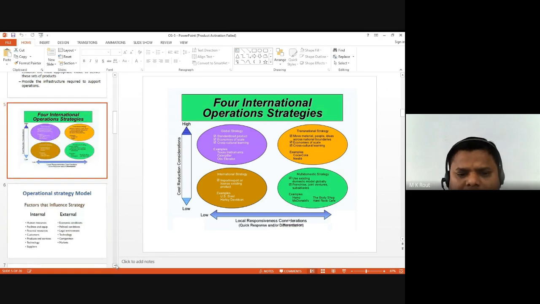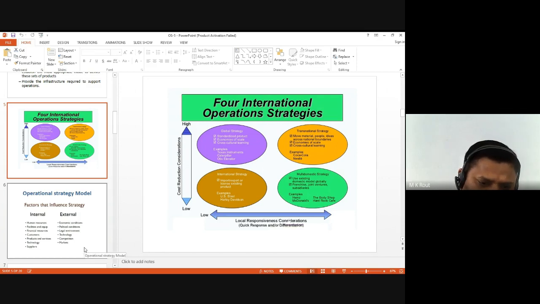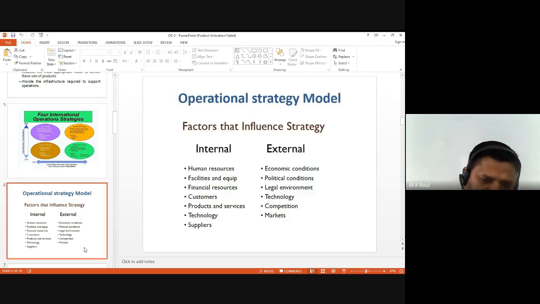But whenever you implement this operational strategy, or you consider it as the manufacturing strategy, you must consider some factors which directly influence your strategy. We have discussed that part. So there are basically two types of factors: the first is internal factors and the second is external factors. We'll discuss them one by one.